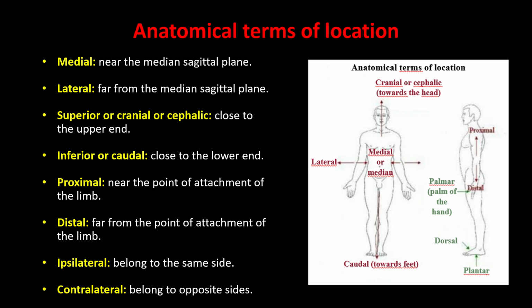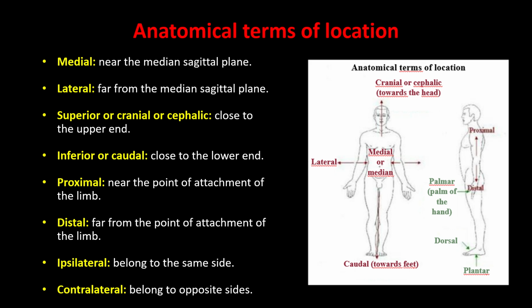For example, if I want to position the elbow in relation to the hand, I can say that the elbow is proximal in relation to the hand. It is closer to the point of attachment of the limb than the hand. And the hand is distal to the elbow, that is, the elbow is closer and the hand rather further away, situated further from the point of attachment of the upper limb than the elbow. The foot, for example, is distal to the knee, all right, and the knee is proximal to the foot.